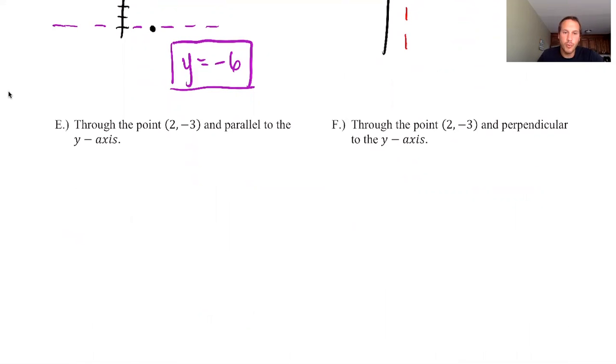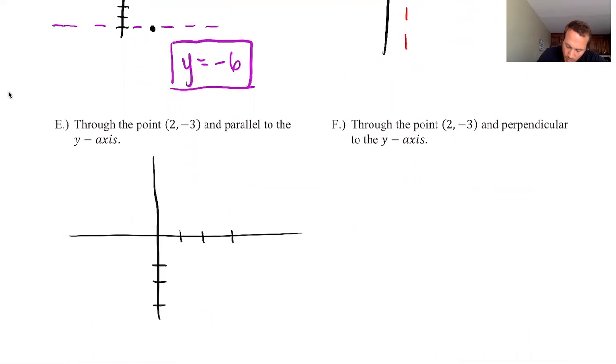I want to go through the point 2, negative 3. So let's see here. 1, 2, 3, 1, 2, 3. Here's the point 2, negative 3, and I want to be parallel to the y-axis. Well, which one is parallel to the y-axis here? That's this one. Hopefully you guys can see this. I probably chose a poor color here. But a vertical line is parallel to the y-axis. That's going to be the line x equals 2. Okay, I'll try to avoid yellow in the future.